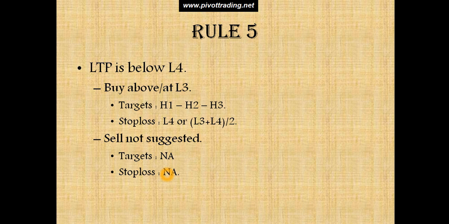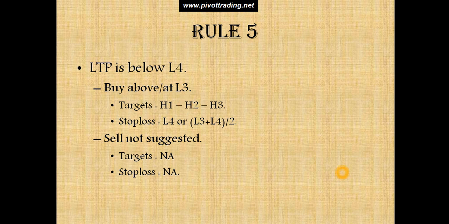So again, rule 5 is applicable when the LTP or price is well below the normal range, that is below the L4. So again, in that case, we say that since the price is already at a very low level, sell is not suggested. However, if the price retraces back, if the price starts moving up, then if the price moves above L3, we say that by now we can go ahead and buy at L3 for a target of H1, H2, and H3, with stop loss acting as L4 or somewhere between L3 and L4.